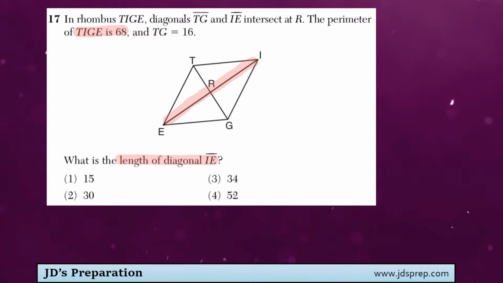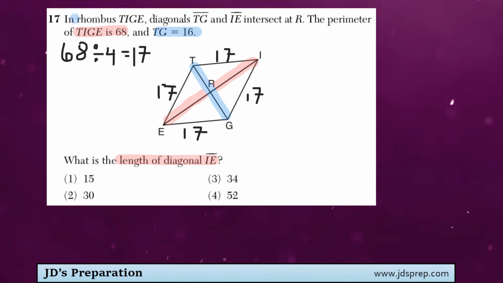So what we can do is take that 68, divide it by 4, and that's going to give us the side distance of all four sides of this rhombus. And 68 divided by 4 is 17. So now we know that all of these distances around the side are 17. And the last bit of information we know is that the line from T to G is 16. So that's this blue line here has a distance of 16.